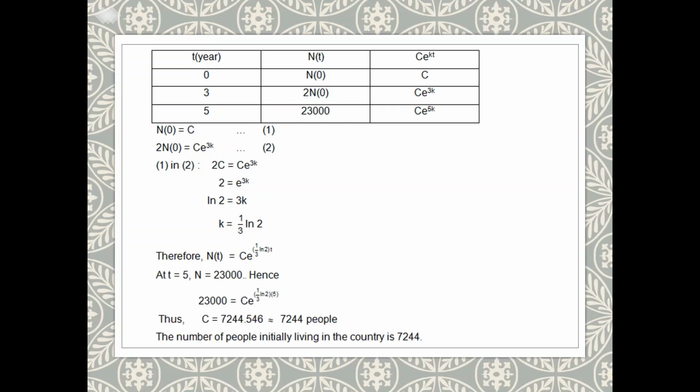Next, substitute t with 5 and N with 23,000 into the formula and simplify. You should get C equal to 7244.546. As C here is referred to the number of people, it should be represented using a whole number, that is just by ignoring the numbers after the point. Therefore, the number of people initially living in the country is 7244.